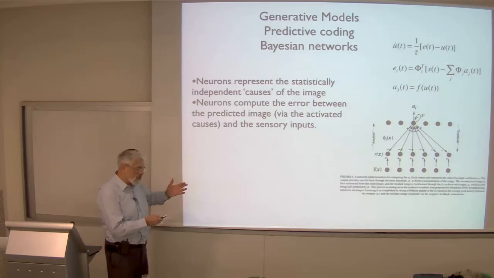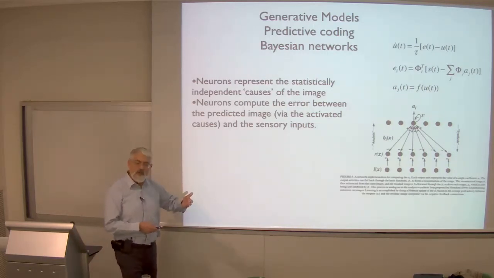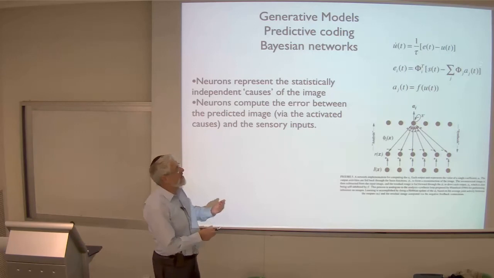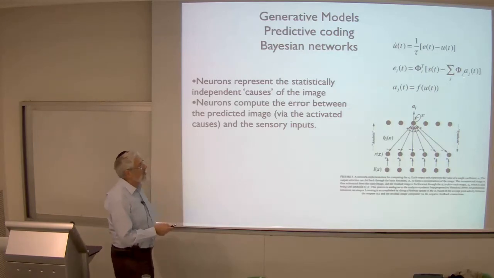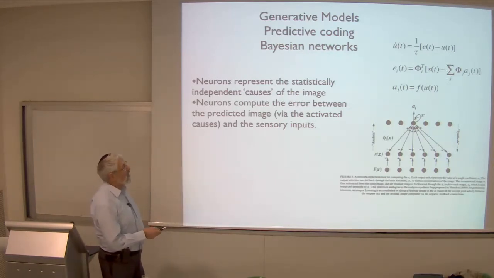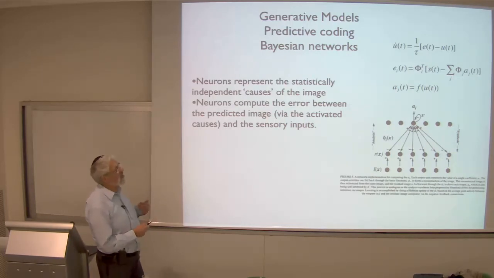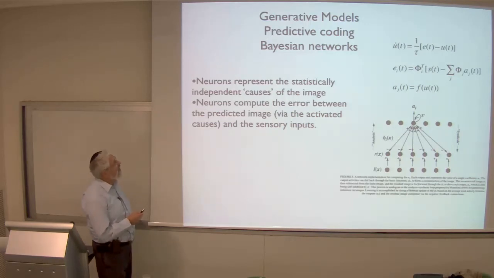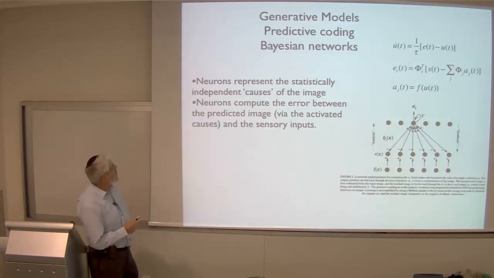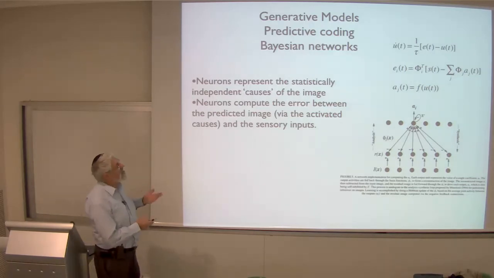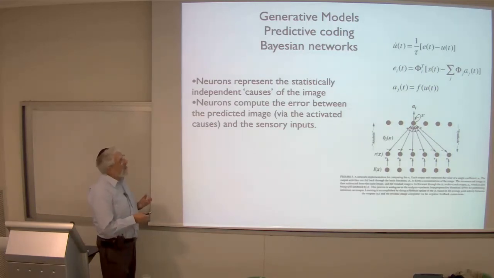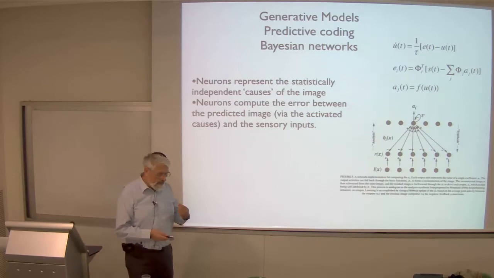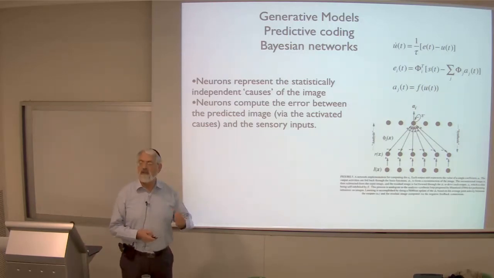According to this picture, the business of the cortex is to compare the actual image with what is predicted, if the filters are the right filters, through the activation of those A's. The A's are called the causes, the independent causes of the image. So: generative models, predictive coding, and Bayesian networks. Now, why Bayesian networks here? The reason Bayes comes into the picture is that these causes are, at least under some models, couched in a statistical framework.